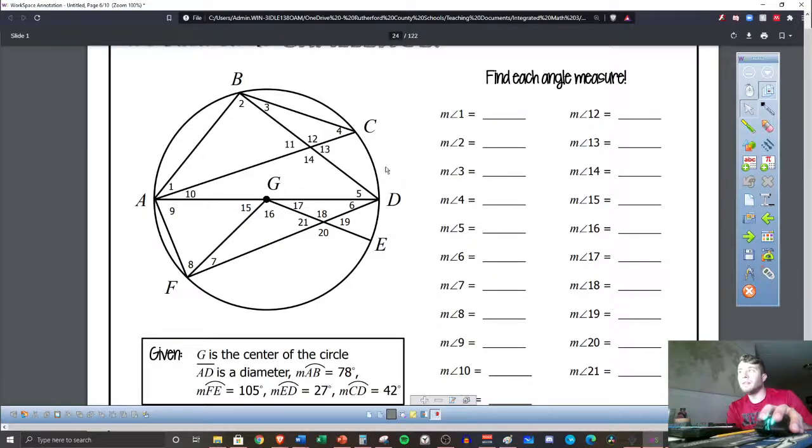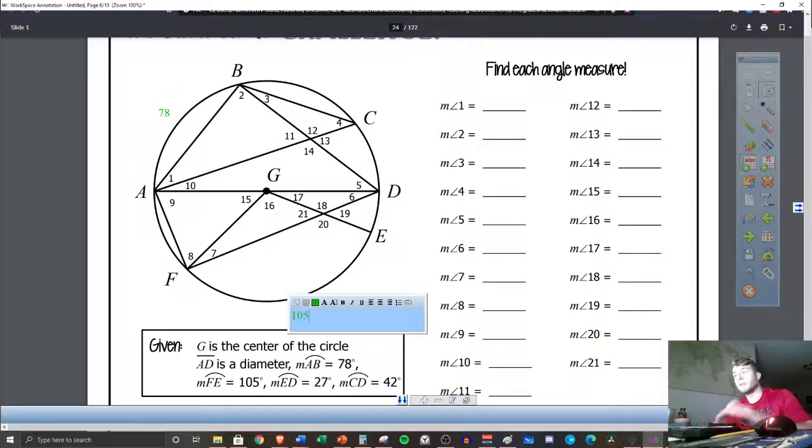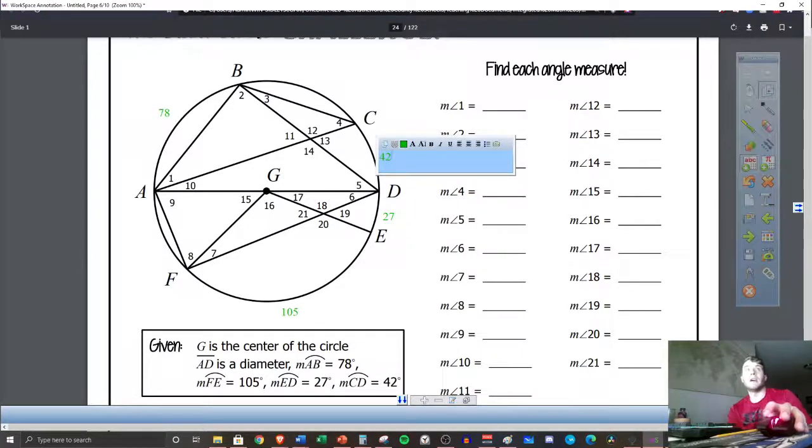All right, so you had enough time hopefully to make a good effort on this. Whenever you were starting this problem, ideally what you would have done is read the statement at the bottom. It says, given that G is the center of the circle, AD is the diameter, the measure of minor arc AB is 78. So ideally you would have written that down or put it on your diagram. It says minor arc FE is 105, so that's 105 right here. And then minor arc ED is 27, and then minor arc CD right here is 42. All right, so we've got all those listed.